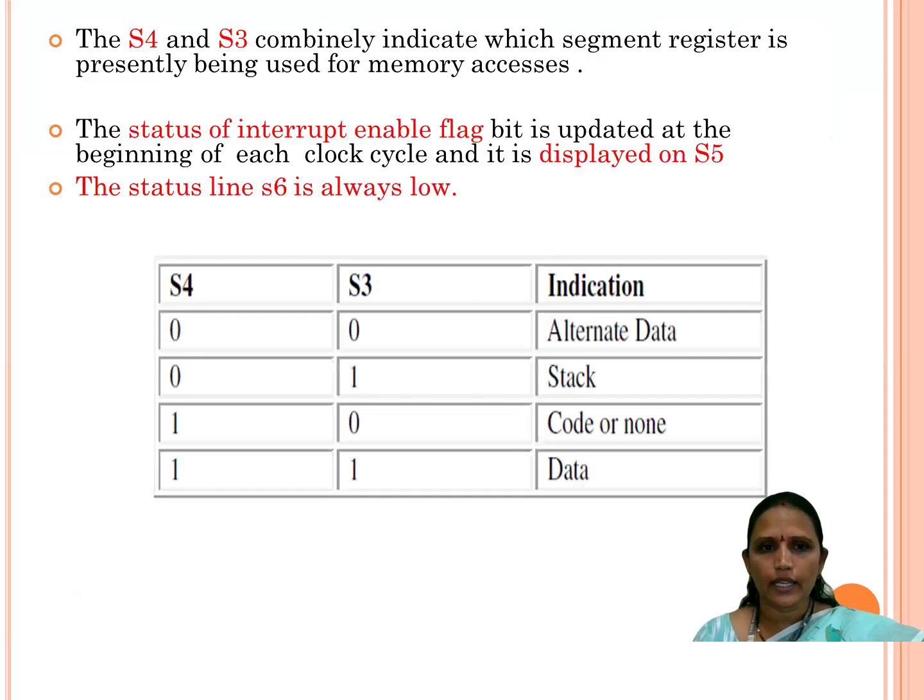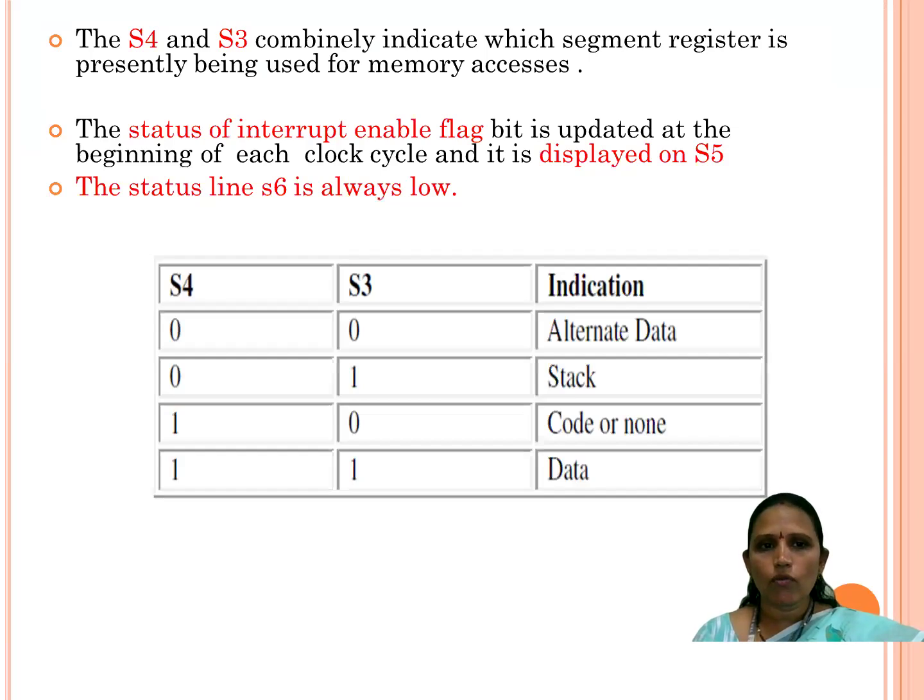S4 and S3, the two status lines, perform four different operations: 0 0, 0 1, 1 0 and 1 1. If it is 0 0, it means alternate data operation; 0 1 means stack type of operation; 1 0 means code or none type of operation; 1 1 means data.